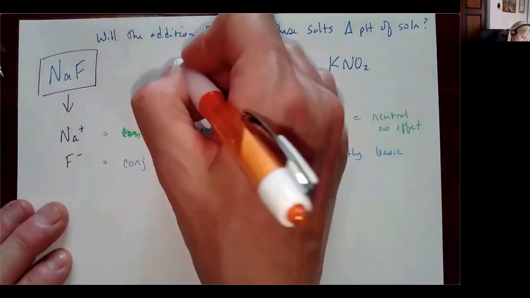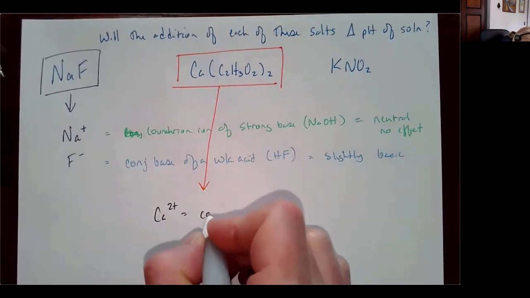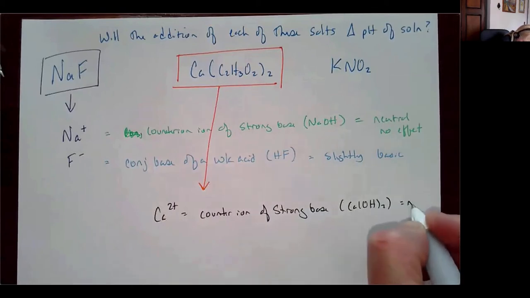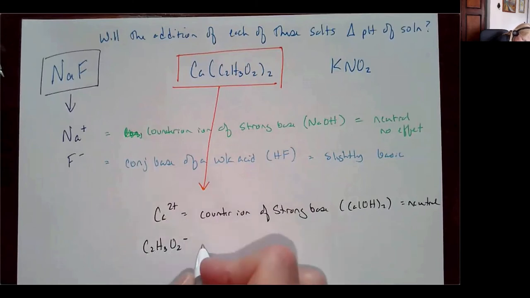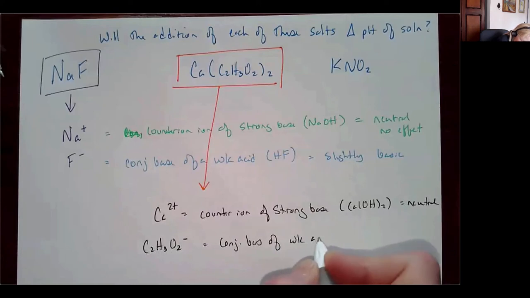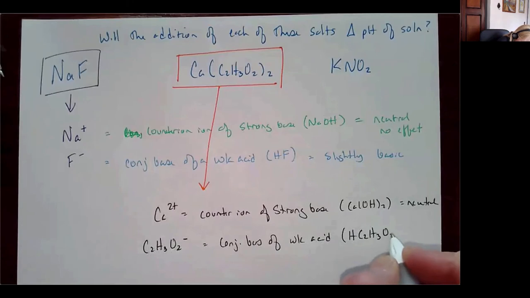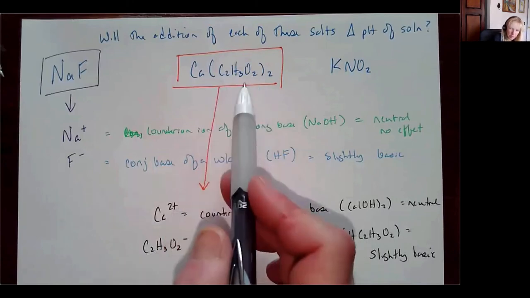If I look at calcium acetate, calcium ion is the counter ion of a strong base, and that's Ca(OH)2, so that's going to be neutral, there's going to be no effect. C2H3O2 minus is the conjugate base of a weak acid, and that weak acid is acetic acid, HC2H3O2, so it's going to be slightly basic. So if I add calcium acetate into solution, it's going to increase the pH of that solution.